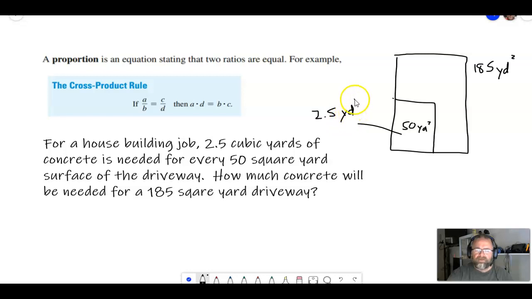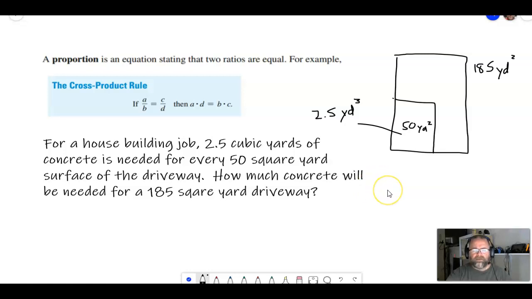Now cubic is written with a 3. So this is three-dimensional, so it's got a length, a width, and a height. These are like bags of concrete here. And this is a surface with just a length and a width, but remember there's going to be a thickness to this driveway as well. That's why we're going to need a lot of concrete. So the question is, how much concrete am I going to need?